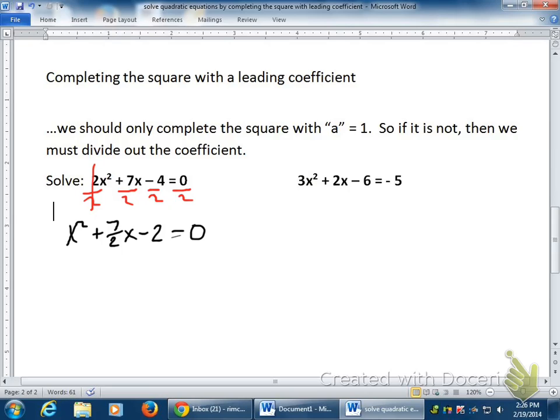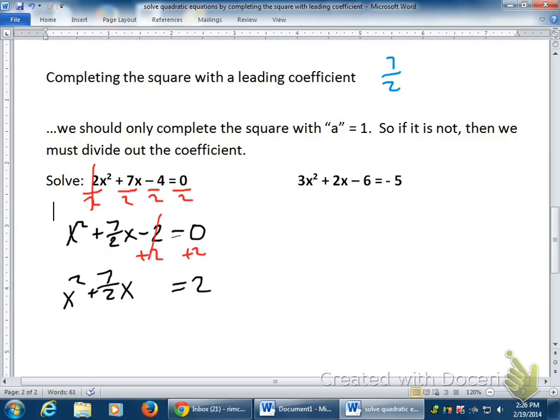Alright, so from here on out, it's just like last night. Complete the square like normal. Let's get rid of the 2. Leaves us with this. I'm going to complete the square. I need to do 7 over 2 divided by 2.